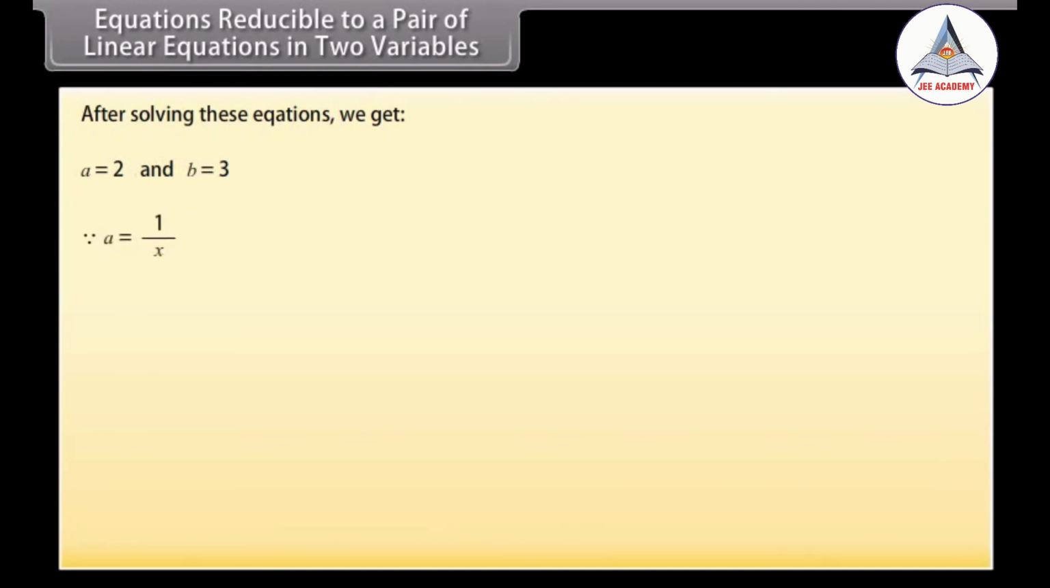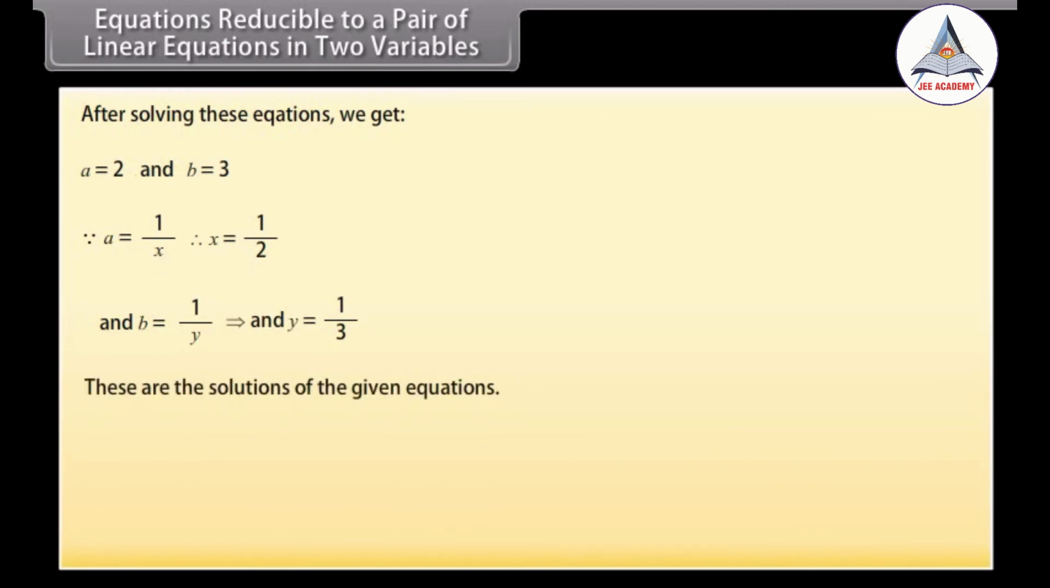Therefore a is equal to 1 upon x, so x is equal to 1 upon 2, and b is equal to 1 upon y, so y is equal to 1 upon 3. These are the solutions of the given equations.